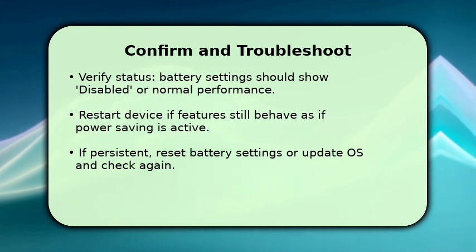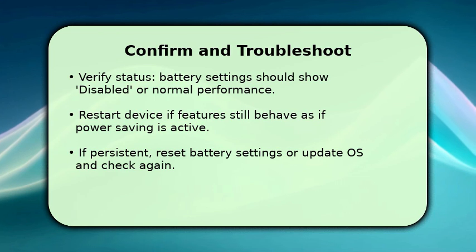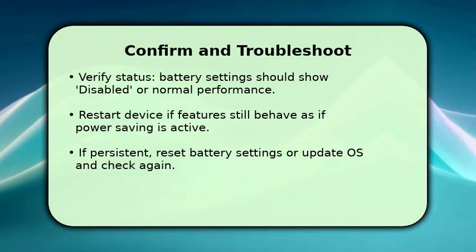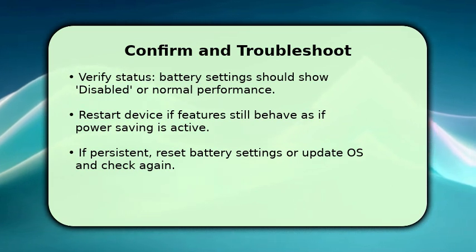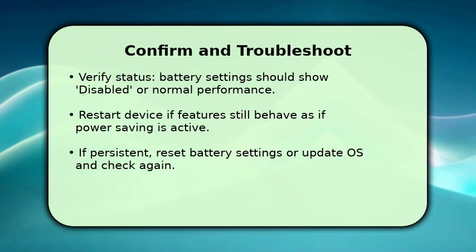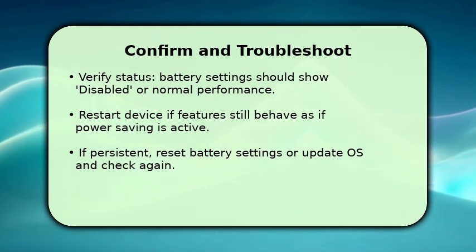Make sure to check any companion apps or manufacturer utilities that might reapply limits. If the mode returns or restrictions persist, update your OS, reset battery settings, or remove third-party battery managers. These steps usually resolve stubborn re-enabling or misapplied power limits.